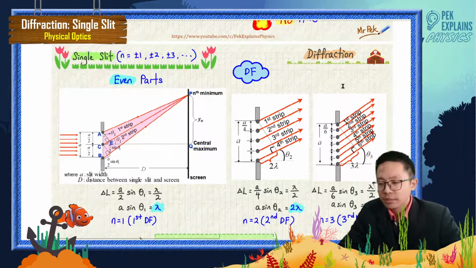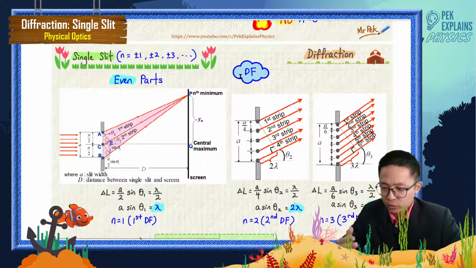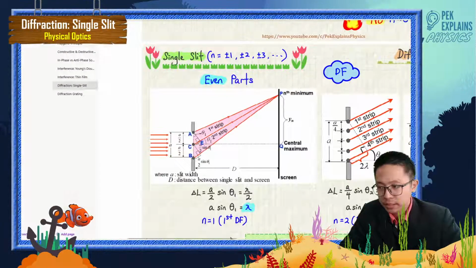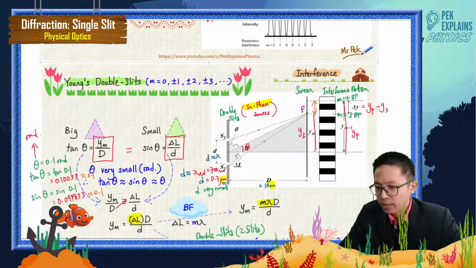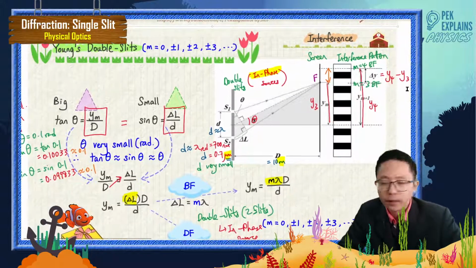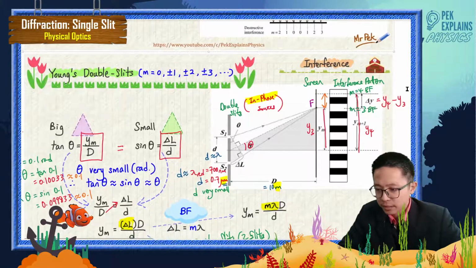Okay, now let's talk about how to derive the equations for single slit diffraction. But before we go into the derivation of equations for single slit, I need to go back to double slit, because there's one thing I want to show you first. Okay, this is Young's double slit.